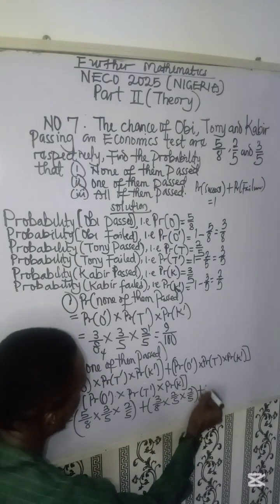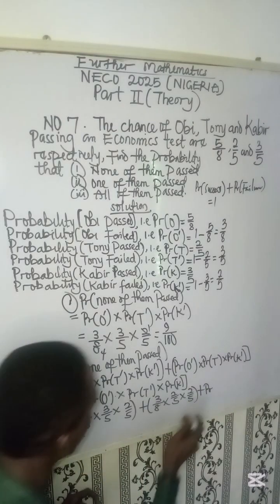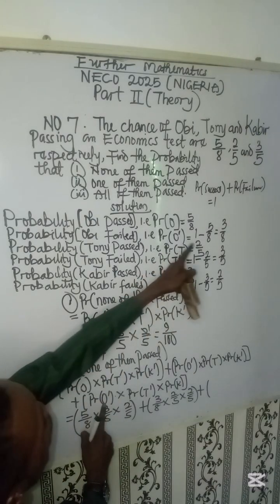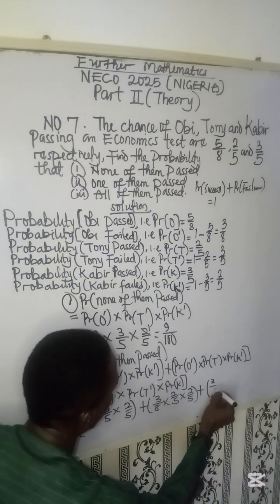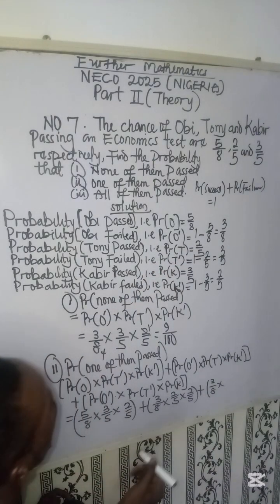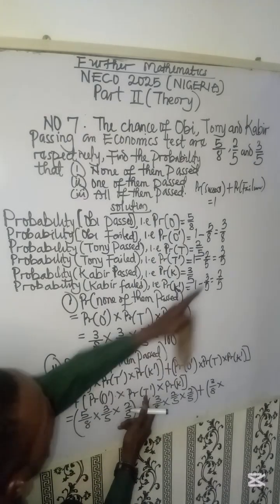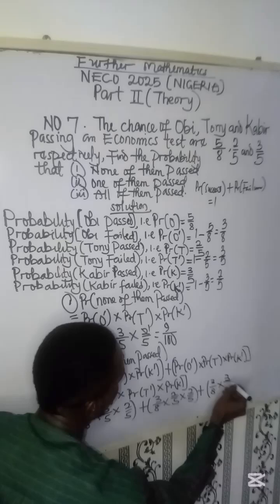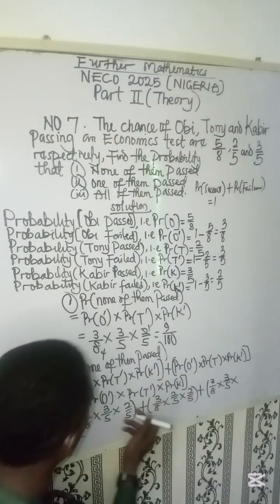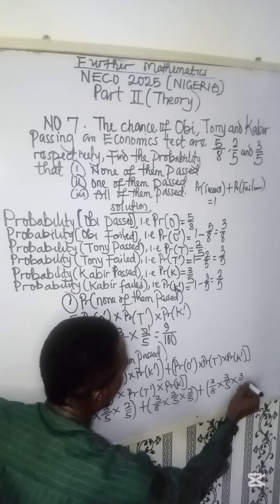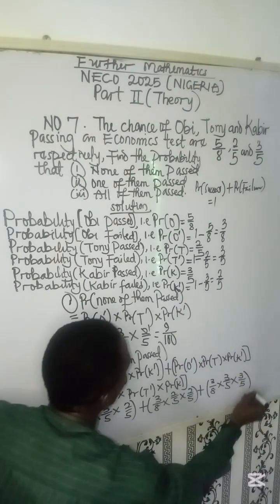And the last but not the least is the probability that Obi fails. That's 3 divided by 8, multiplied by Tony fail, that's 3 divided by 5, then multiplied by Kebir pass, that's 3 divided by 5.